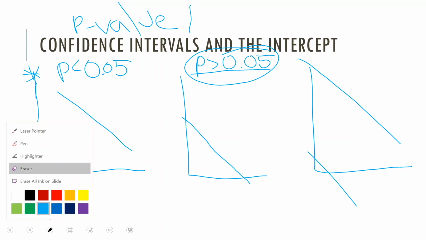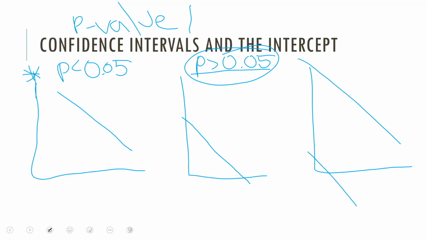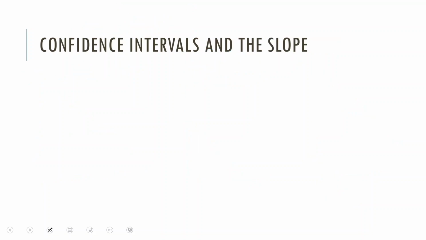We'll say that the slope is still fine, the slope is still true. This sort of rise over run situation, still all the same, trying to draw it that way. But the intercept we cannot trust. So what about the slope? And I'll write this up here again too so we don't forget. P-values, confidence intervals, and the slope.